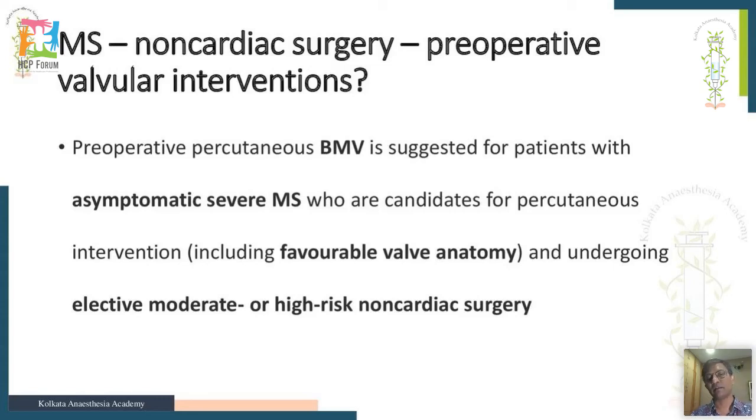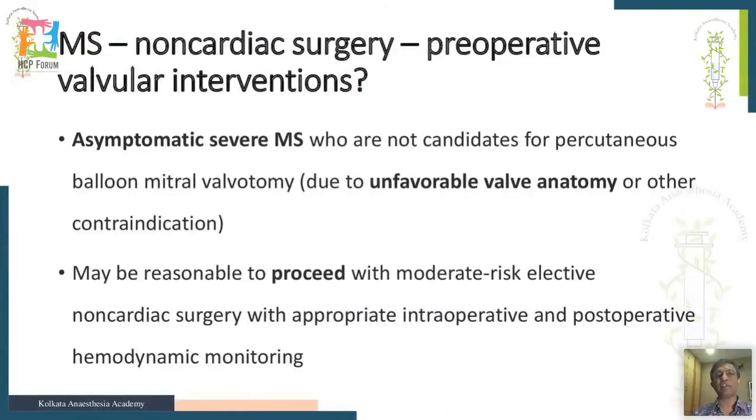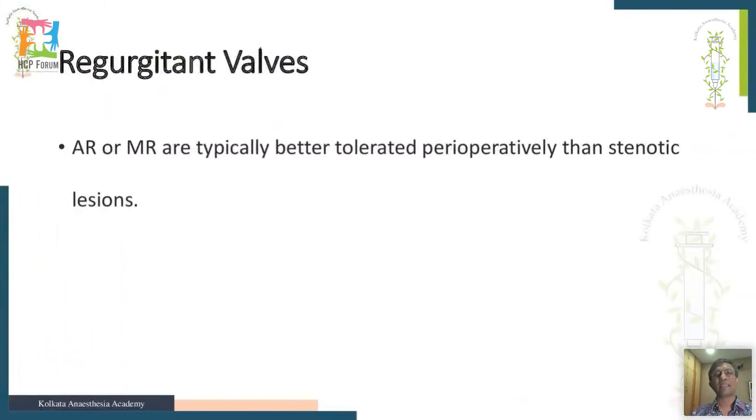Unfavorable anatomy, asymptomatic severe AS, it may be reasonable to proceed with a moderate risk surgery, again with the same hemodynamic goals. But again, the same thing as was with aortic stenosis: if it is symptomatic, I think the valve needs to be addressed. Regurgitant valves, AR, MR, are typically tolerated better than the stenotic lesions.